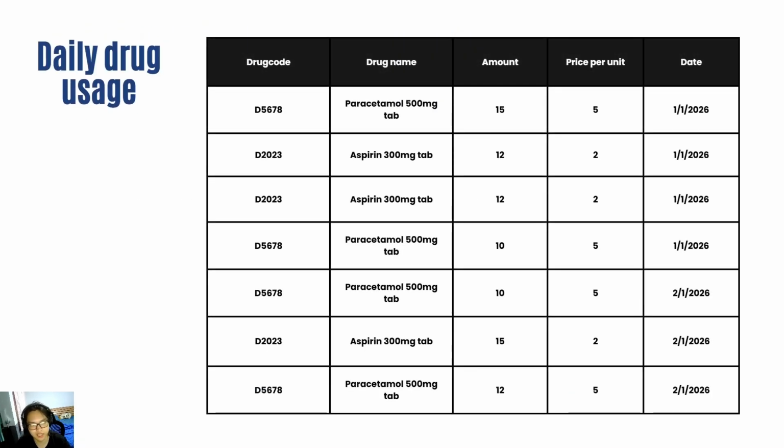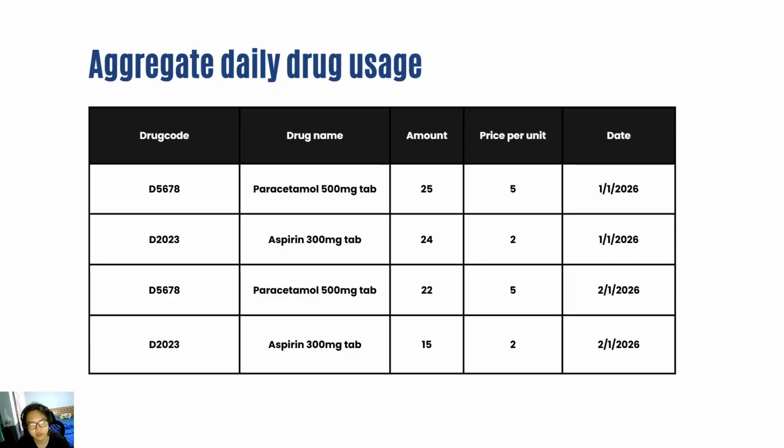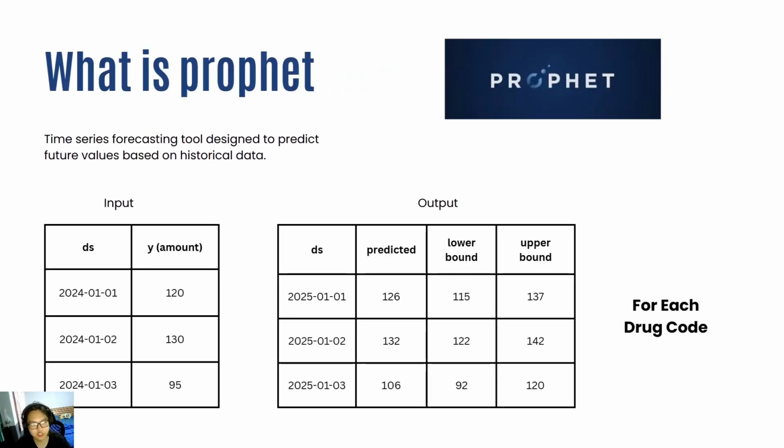Next is daily drug usage. These are Hospital OS data with daily drug consumption historical data. What we're going to do next is aggregate daily drug usage, and after that, we put this data into Prophet. Prophet is a time series tool for predicting future values based on historical data. So we use this tool to forecast drug demand and patterns for future needs and optimize inventory levels, helping pharmacy decision making rely on data more than assumption.